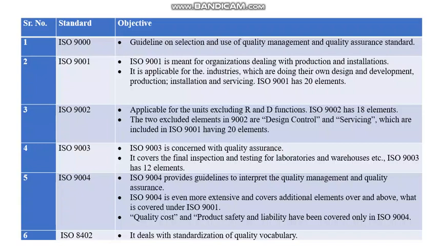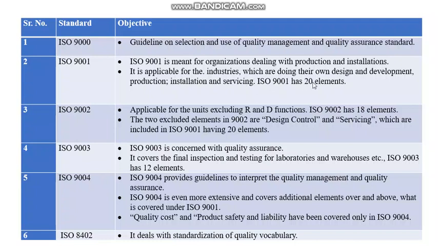What is the objective of ISO 9000? It is a guideline on selection and use of quality management and quality assurance standards, mostly a selection guide. Then ISO 9001 is meant for organizations dealing with production and installation. Installation means if you are installing machines or erecting things. Production can be manufacturing or any other process. Most of the mechanical industries must be falling in ISO 9001.